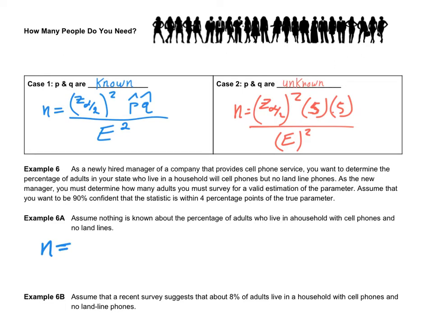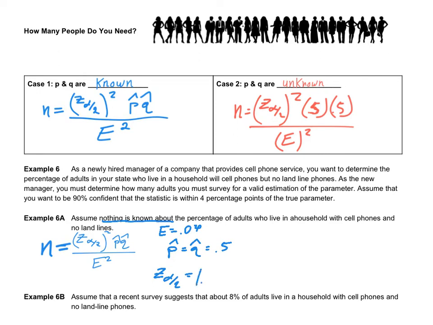I'll go ahead and rewrite the formula right here just to make sure we all understand what I'm doing. It's going to be z alpha over 2 quantity squared times p hat times q hat all over e squared. Hopefully you can see from this situation, I know that my margin of error is 4 percentage points, so that's 0.04. In this case, I know nothing about p, so you're going to assume that p hat equals q hat, and that all equals 0.5. The only other thing that I need is my z alpha over 2, and I'm going to get that from my handy-dandy chart. Referencing my chart, I can see that my critical value in this case is 1.64.